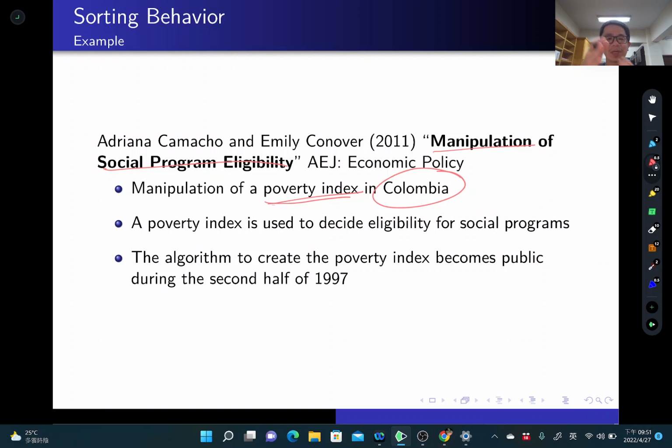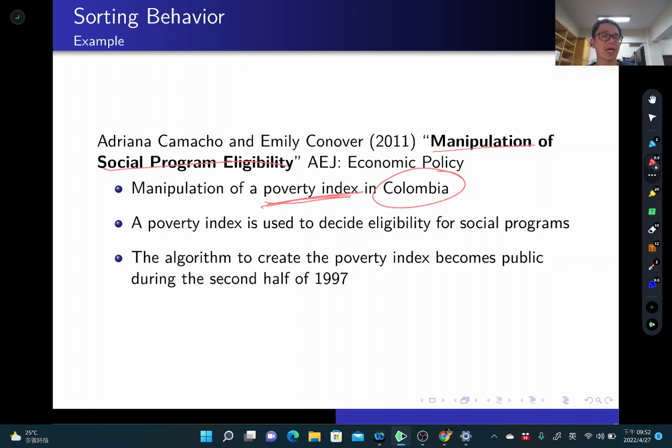If they are below some threshold of the poverty index, they will receive the cash transfer. If they are just above this cutoff, they will receive nothing, so they cannot receive this cash transfer. So maybe you want to know the effect of receiving the cash transfer on the labor supply, and you want to use RD, and you can use the poverty index as a running variable to determine who can get the cash transfer and who cannot.